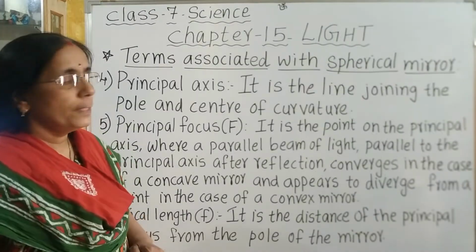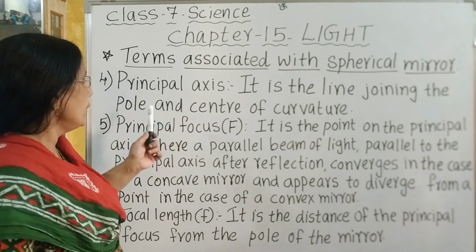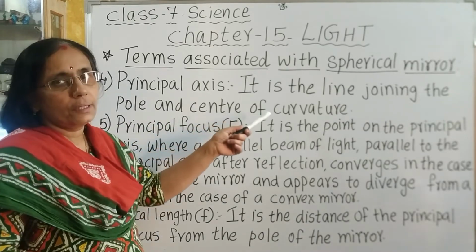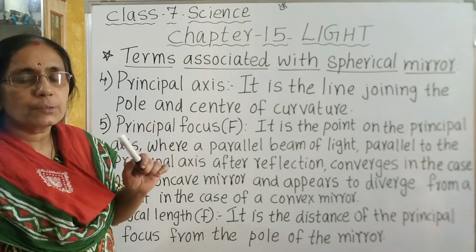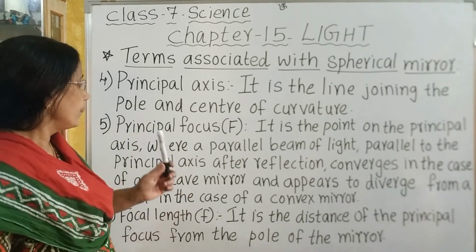The next term is principal axis. It is the line joining the pole and center of curvature. That is the line passing through the pole of the mirror and center of the sphere.